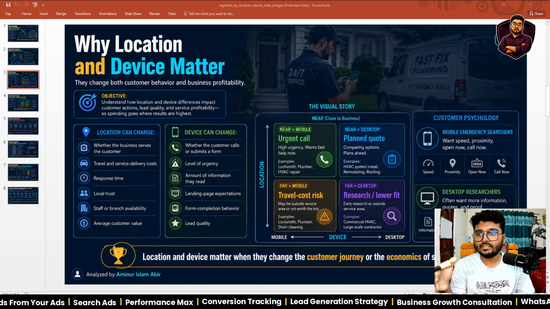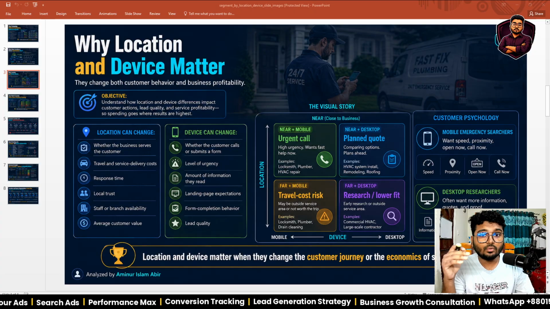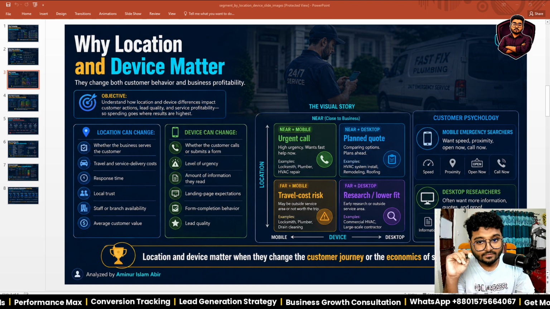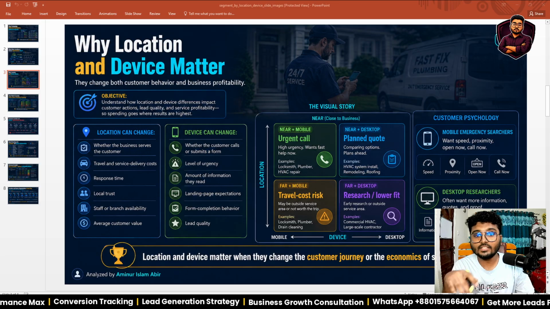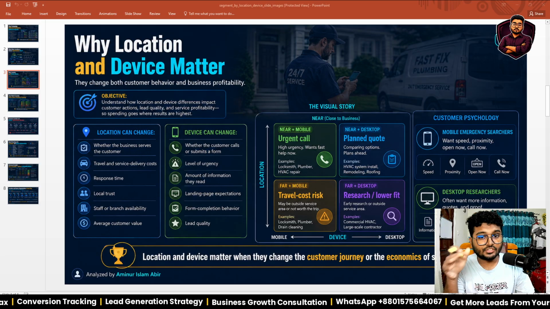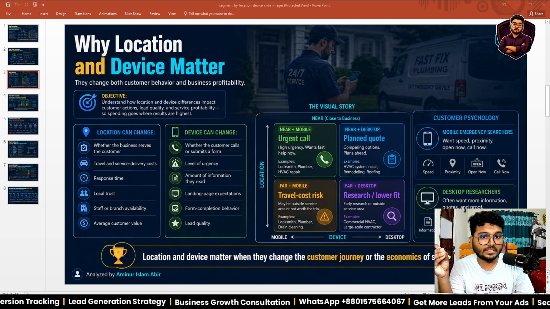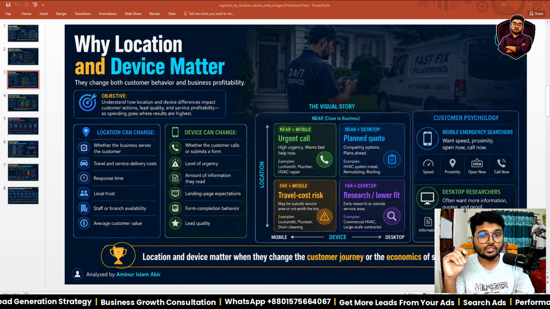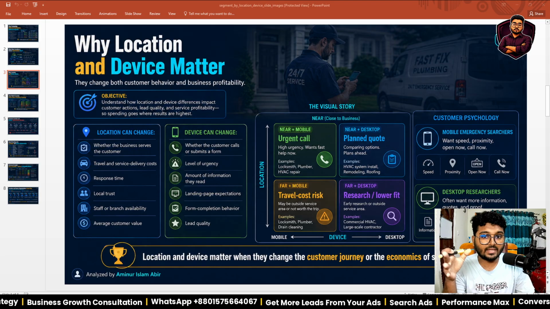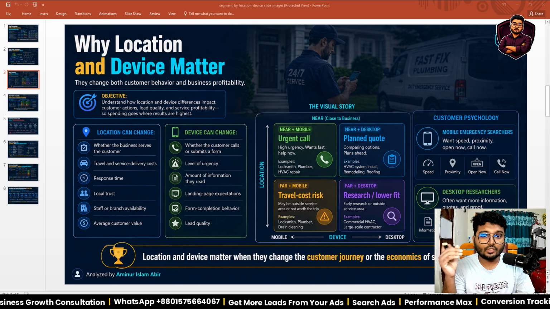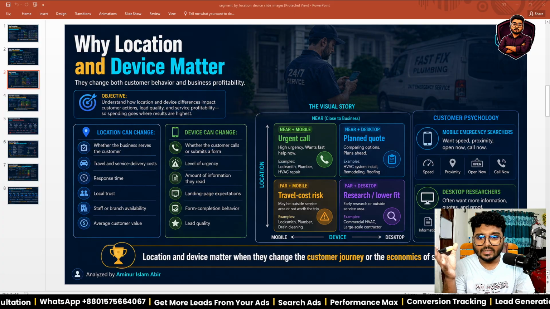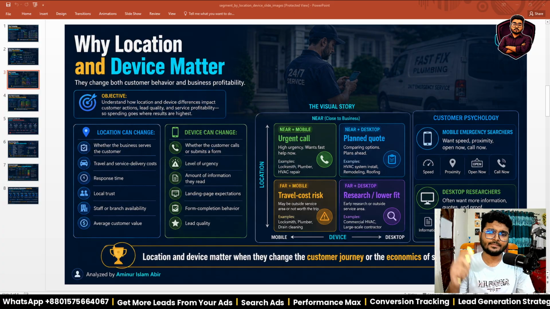So this is my slide 3. Here we will learn why location and device matter. Location affects more than where an advertisement appears. It can change whether the business can serve the customer, travel time, labor cost, response speed, local trust, staff availability, and the final value of the job. A customer 10 minutes away may be easy to serve profitably. A customer 60 minutes away may require more fuel, more technician time, and a slower response. Both may appear as leads, but their business value may be very different.